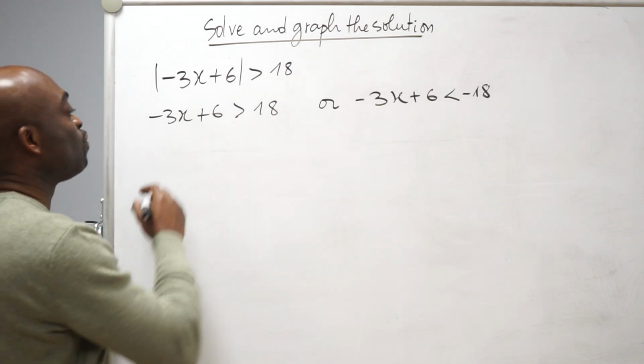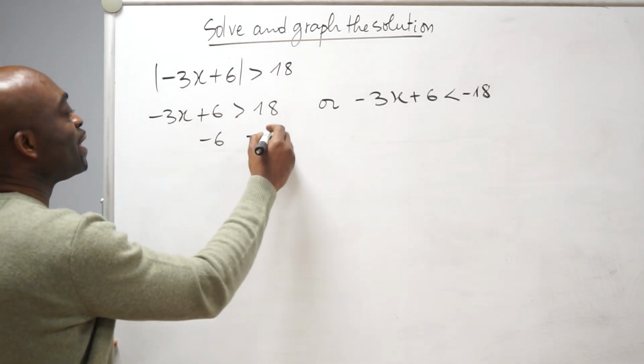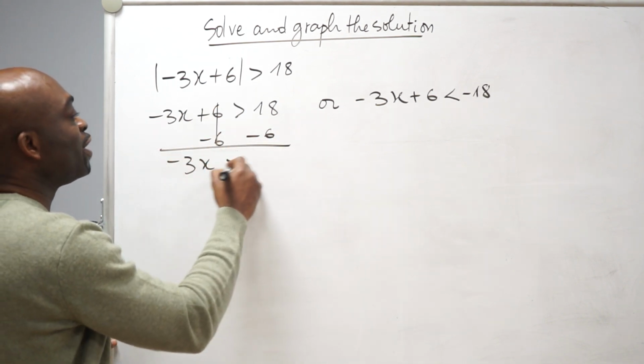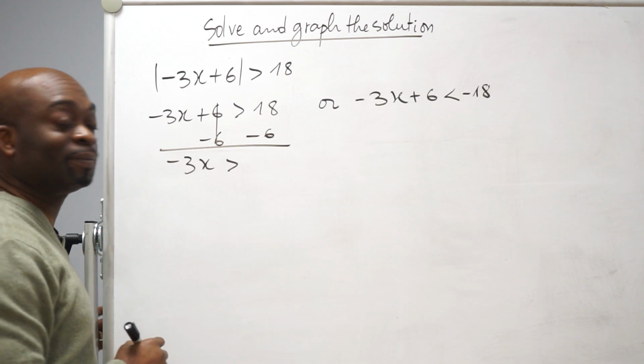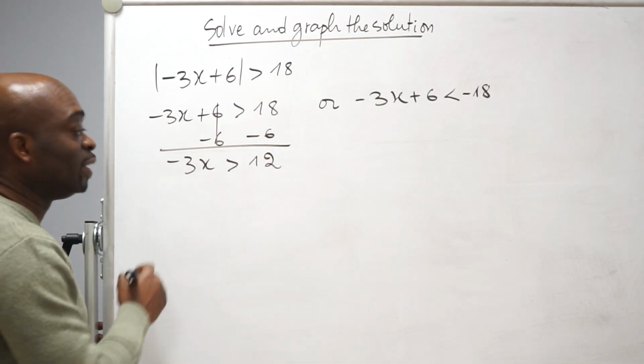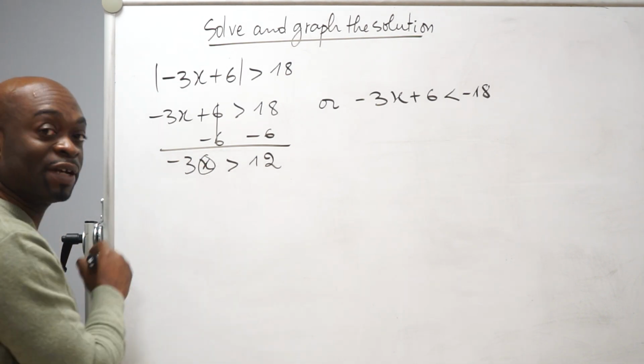Now, the second thing is once we go for it, we have minus 6, right? We all know how to do that. So we have negative 3x greater than what? What is 18 minus 6? It is positive 12. And then what are we solving for? X. So that means we got to get rid of negative 3.